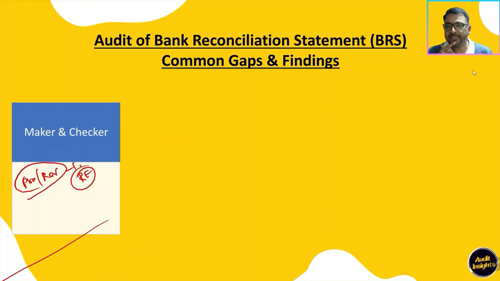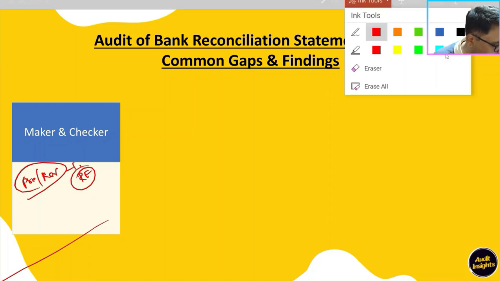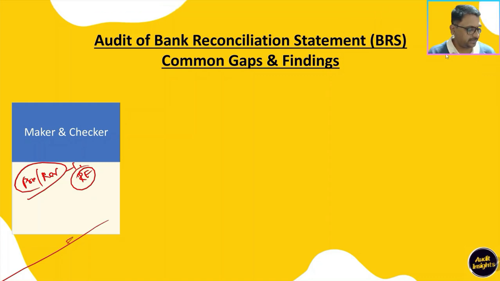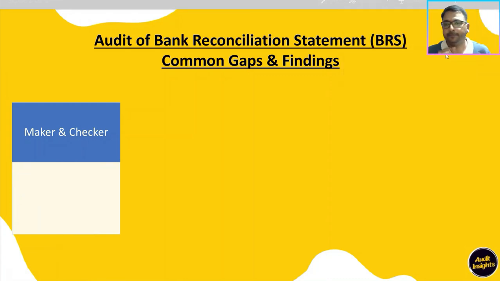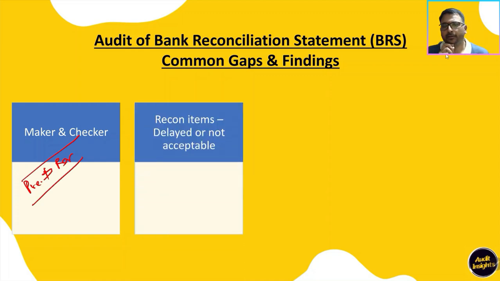You cannot have the same preparer and reviewer. They can give whatever reasons that they want, but it's just not right to have the preparer same as the reviewer. Right? Be very clear that at no point in time should the preparer be the same as the reviewer. Right? So this is the maker checker concept where generally there is an issue. There are certain recon items which are delayed, meaning say 2 months back check issued but not deposited, or 2 months back check deposited but not credited.